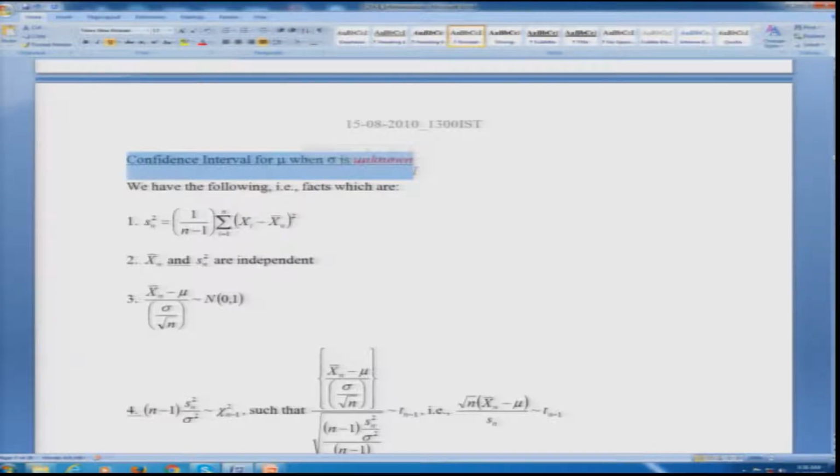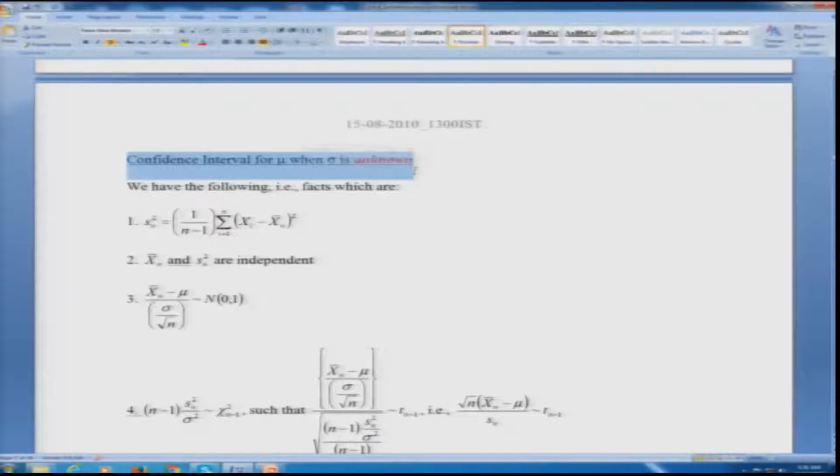So, we have the following facts. S square, the square of the standard error for the sample considering the mean value is unknown, would be given by 1 by n minus 1, because the minus 1 is coming due to the fact that you are losing 1 degree of freedom, and then the summation of the squares of the differences between the random variable and its mean value. Mean value is the sample mean, which is the best proxy for the population mean.